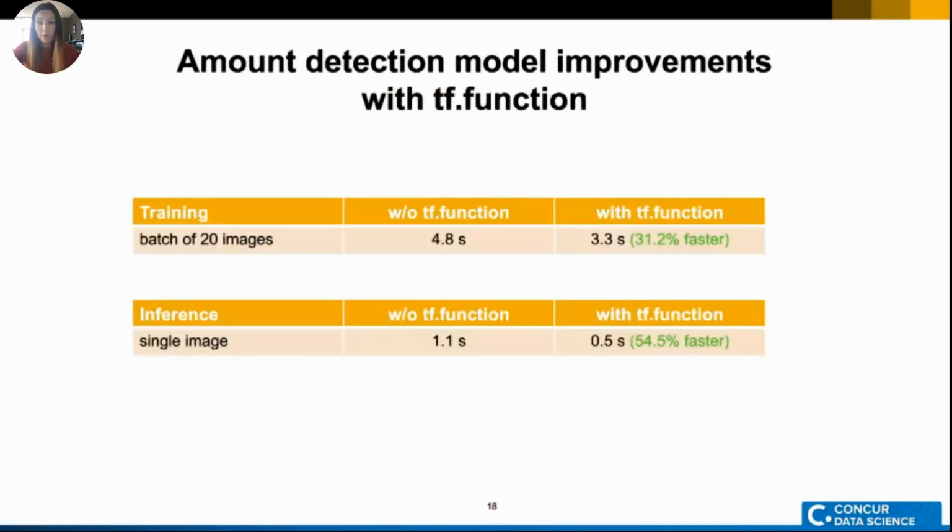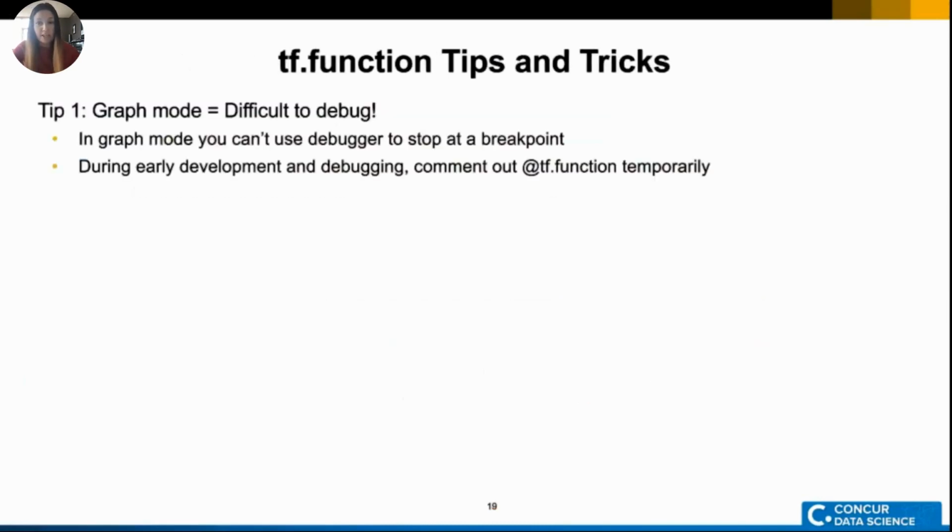And just to get back to our own models, we've seen the benefits of using this in our everyday work. Specifically for amount detection, we've seen improvements in training, where we're training in batches of 20 images, which is now 30% faster. And again, inference on a single image was 50% faster after we used a custom loop with tf.function. There are certain tips and tricks around using this that you need to be aware of.